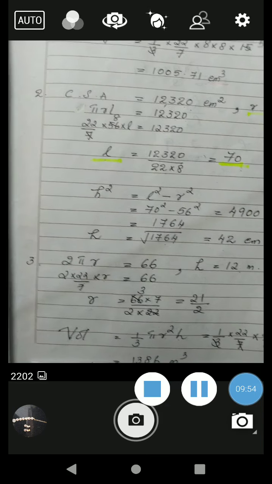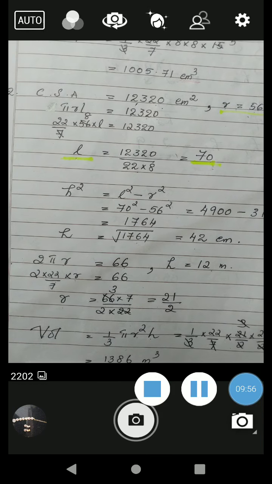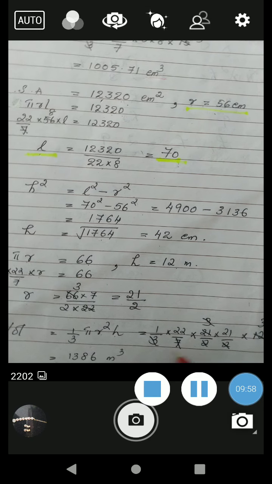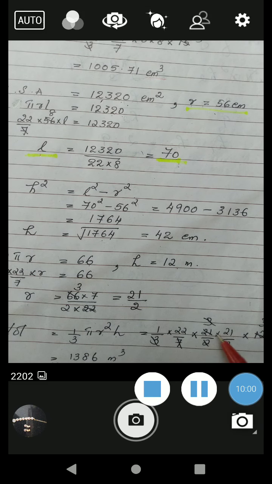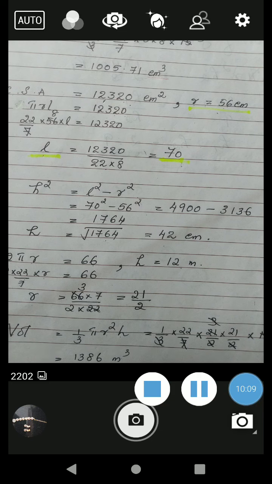Actually, volume is equal to 1/3 pi r square h. Therefore, substitute values: 1/3, 22/7 into 21/2 into 21/2. R is 21/2 and h is 12. Substitute values. At last you will get 1386 meter cube. You just apply that formula, that's all. Okay.